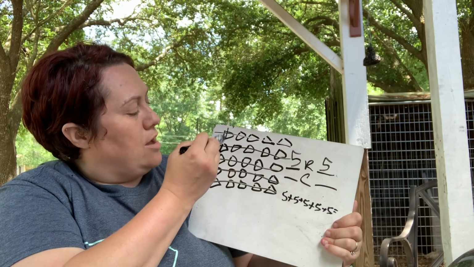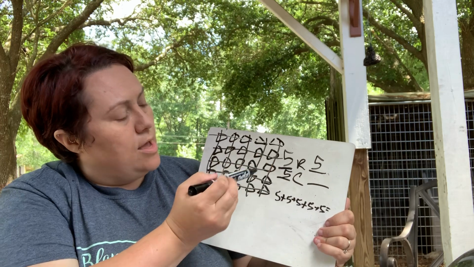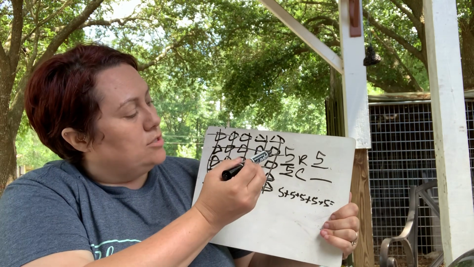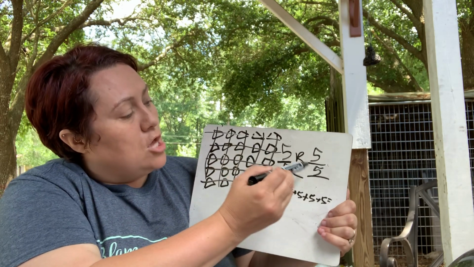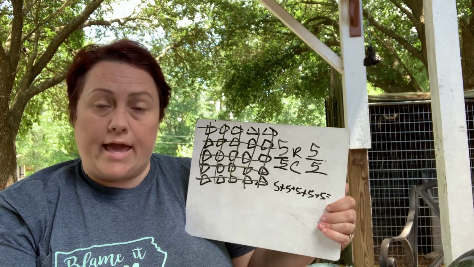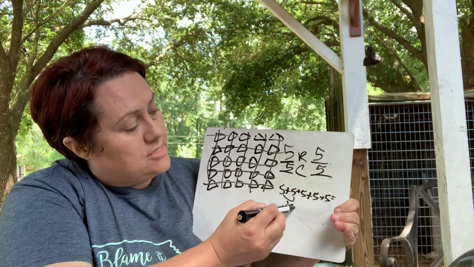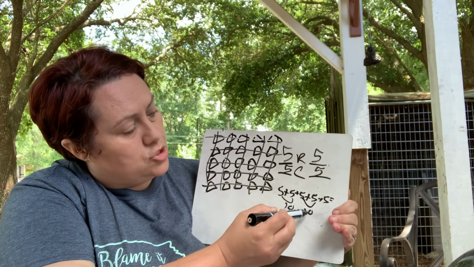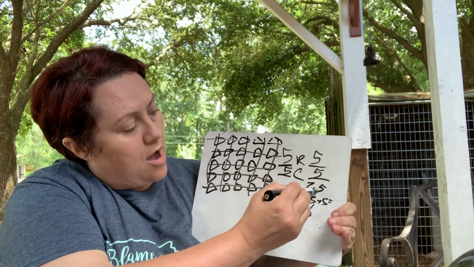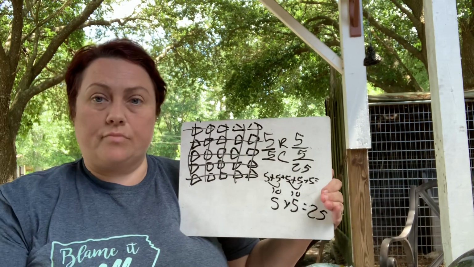And columns, we have 1, 2, 3, 4, and 5 columns also. And how many is in each column? 1, 2, 3, 4, and 5. So we have 5 rows of 5 and 5 columns of 5. That indicates our array is a square. So we would do 5 and 5 is 10, 5 and 5 is 10, so that's 20 plus 5 is 25. 5 times 5 equals 25.